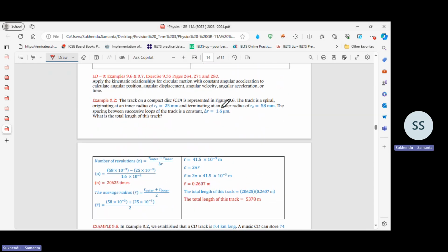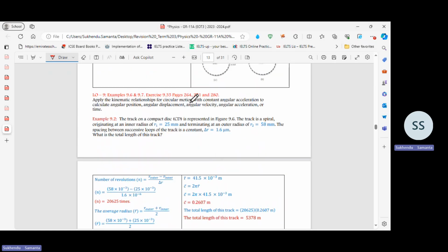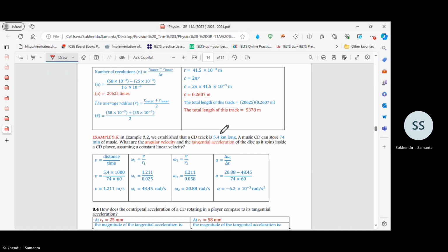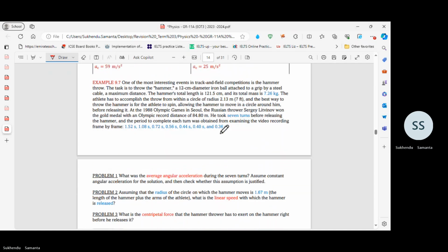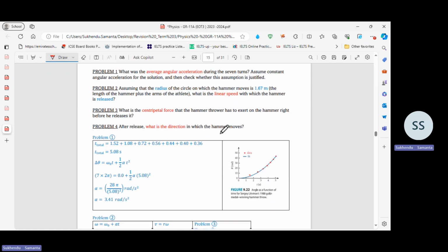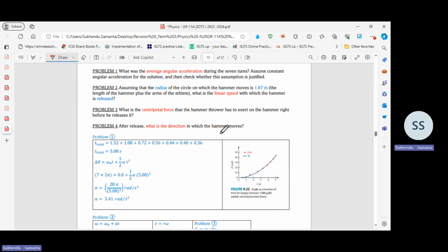This is your textbook question, example number 9.2. Please go through your textbook and find it. This is page number 264 and 271. So these are your questions once again, and this is your graphical question.